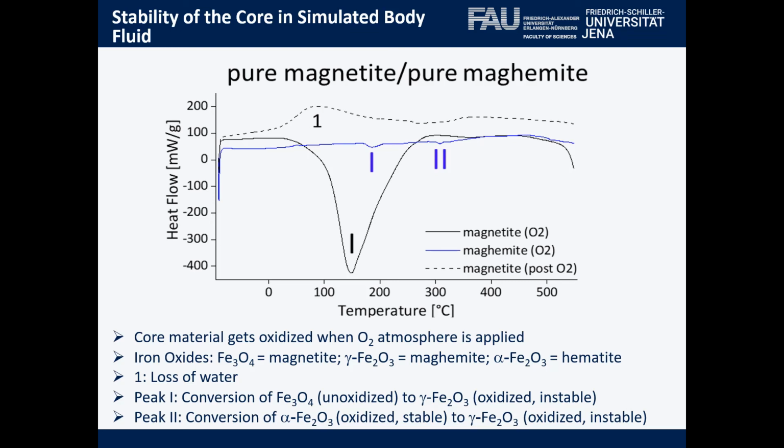We also see for all nanoparticles with a shell, I show it in a few seconds on the next slide, a second peak, and with our references here we see no such peaks, and therefore we concluded that peak number 2, which we see on the next slide, is a conversion of the maghemite to the hematite.